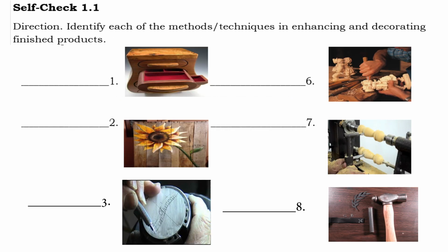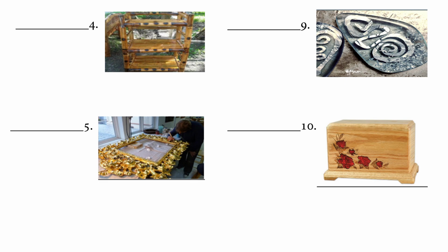Okay. So for self-check 1.1, you need to identify each of the methods or techniques in enhancing and decorating finished products. So number 1, 2, 3, 4, 5, 6, 7, 8, 9, and 10.